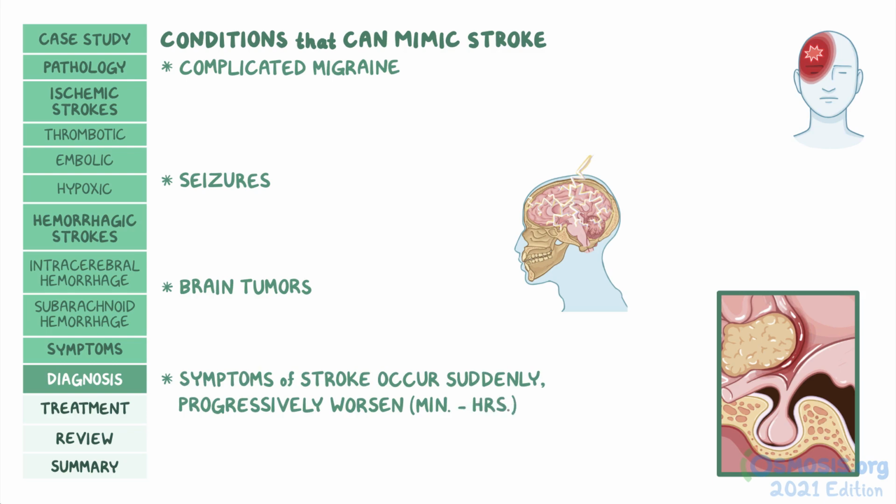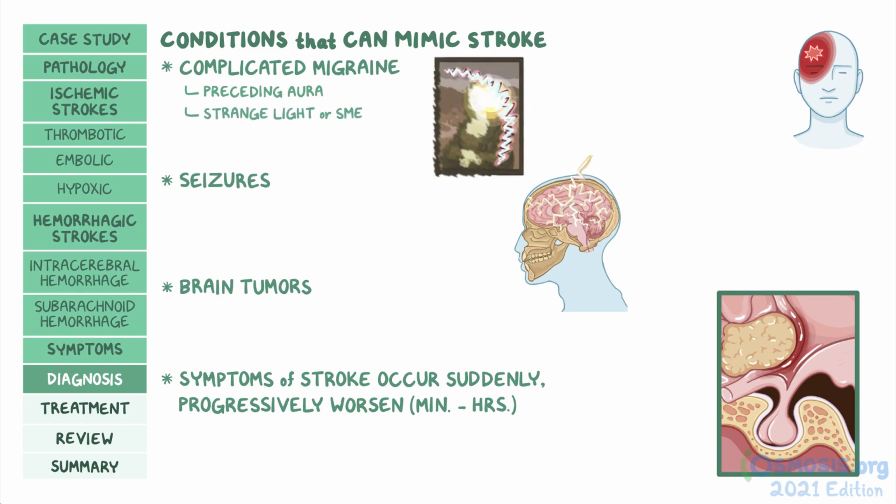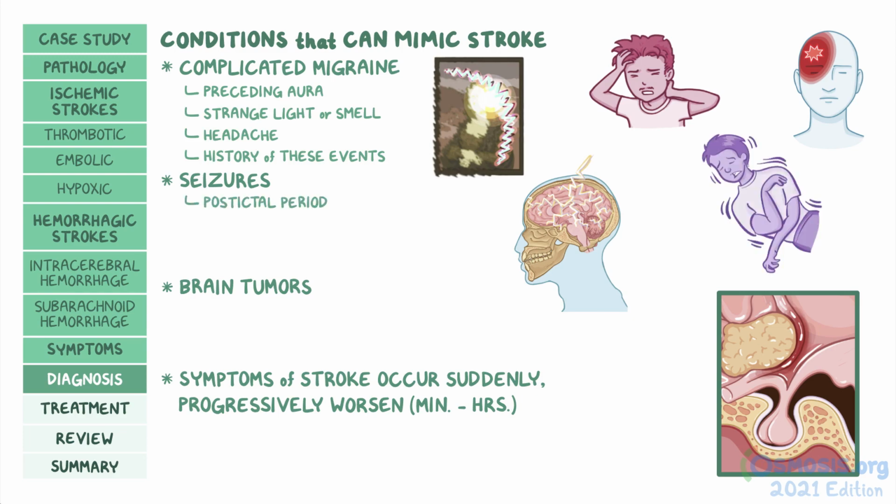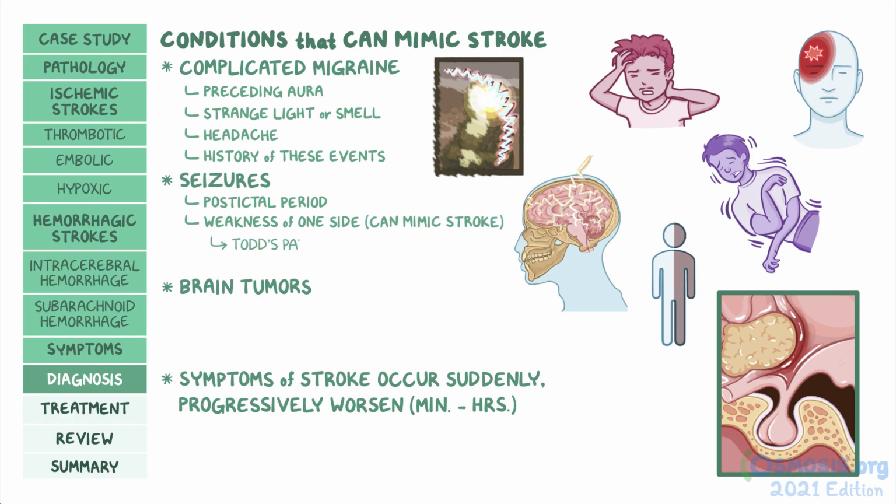Patients with complicated migraine will present with preceding aura, usually a strange light or smell, headache, and they'll have a history of these events. Patients with generalized seizures usually have a postictal period, which may include weakness of one side of the body, which can mimic a stroke. This is referred to as Todd's paralysis. Patients with brain tumors will often have a gradual progression of symptoms and can also have seizures.